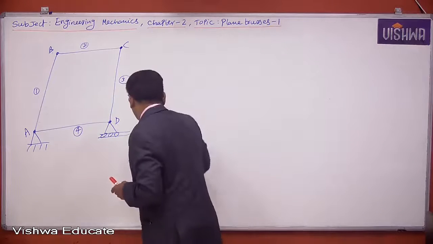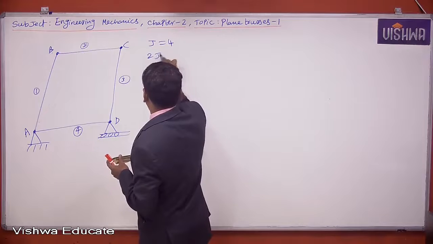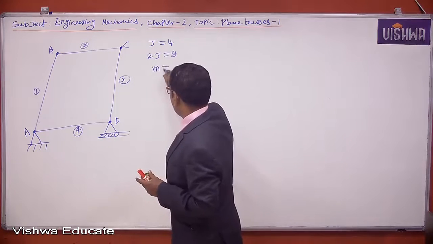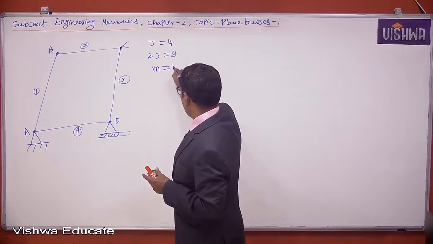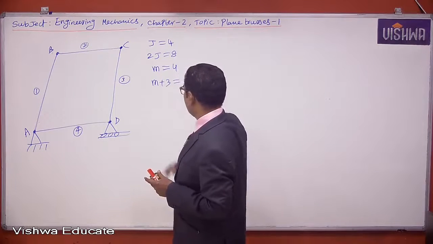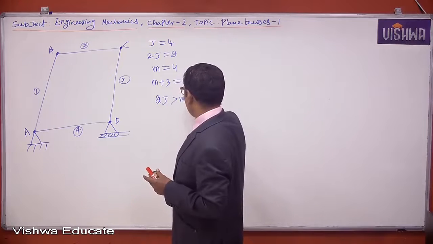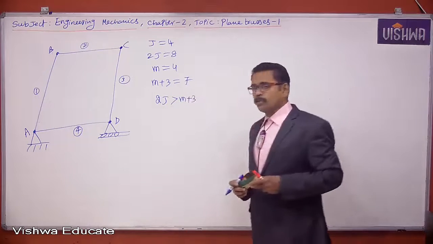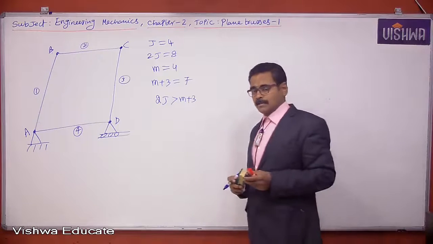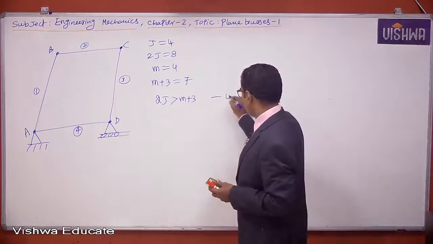So here the number of joints is J equal to 4, and 2J will be 8. And what is the number of members? The number of members here is equal to 4, and M plus 3 is equal to 4 plus 3, which is 7. So you can easily understand 2J is more than M plus 3. So it is not forming a rigid truss. It is forming an under rigid truss or collapsible truss.